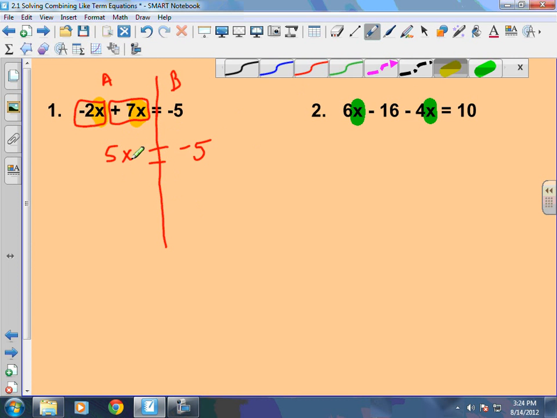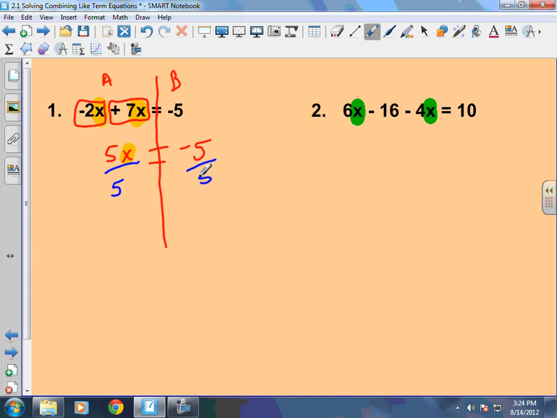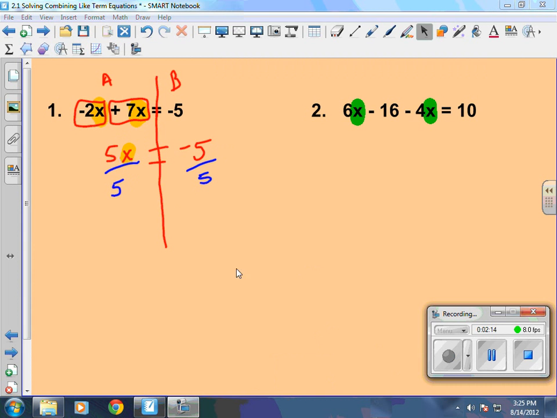Now I simply follow the rules for solving. I have to get the x all by itself. In order to do that, I got to get rid of 5. 5 is being multiplied to the x, so I undo multiplication by division. So I divide both sides by 5. The 5's cancel, leaving me x equals 5 over 5 is 1. One of them is negative, negative 1.